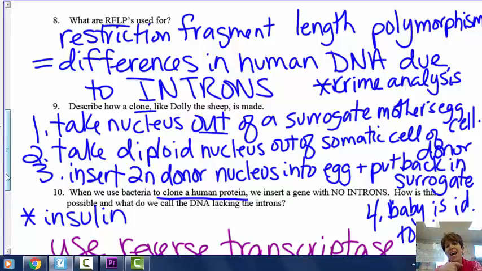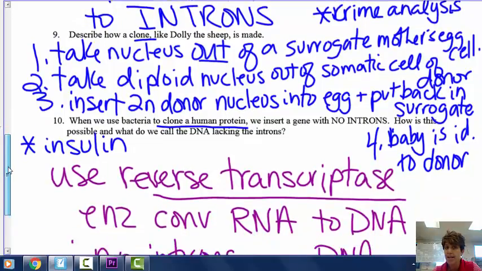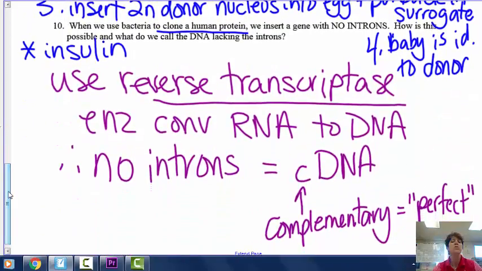And they did that so that as soon as the baby sheep was born, they would know if it was the right clone and if it worked or not. So it was proof that it worked. The baby's going to also be identical to the donor, not to the surrogate mother, obviously, with the black face versus the white face.